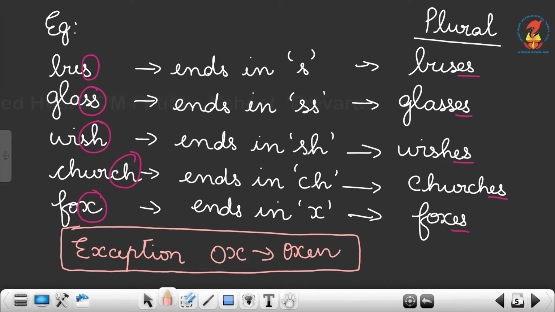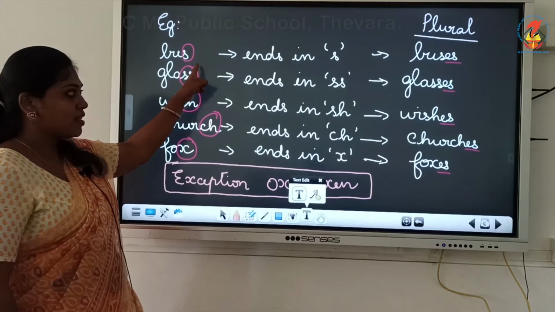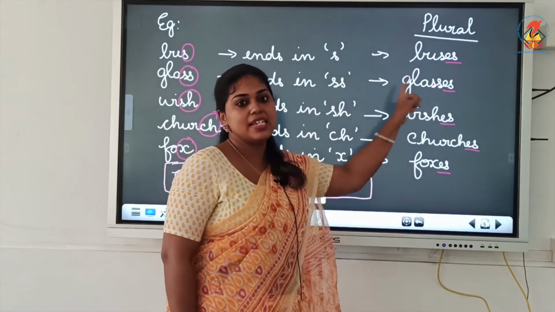Now here the noun bus. The noun ends in letter s, right? So we saw that if the noun ends in s, then you have to make it plural by adding es. So the noun bus is a singular form. To make it plural, we add es, so it will become buses. We add es to it because the noun ends with s. So if the noun ends with s, we have to make it plural by adding es.